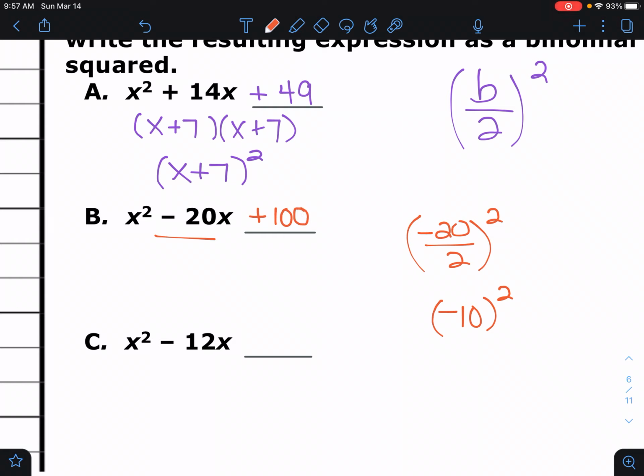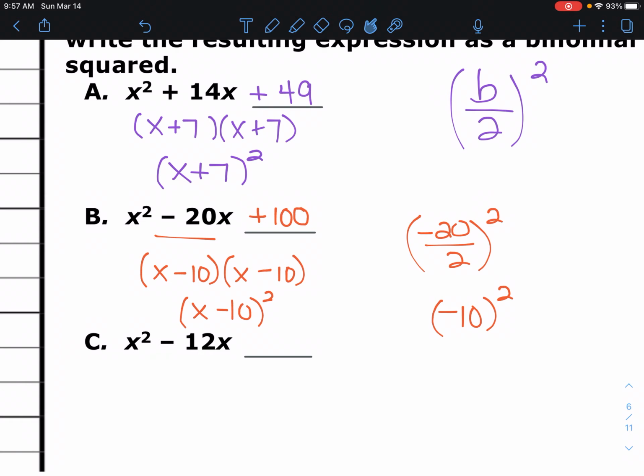This makes this a perfect square trinomial. Again, if you factor this, two numbers that multiply to be positive 100 but add up to be negative 20 would be negative 10 and negative 10. So this would be (x - 10) squared. And once again, you could go directly to there, and we'll do that with this last one.